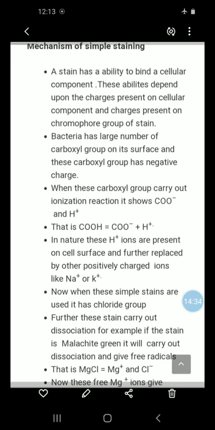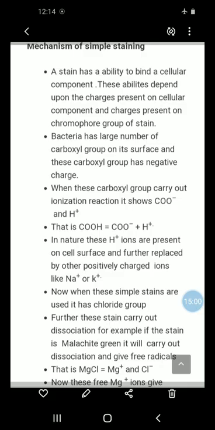When this carboxyl group carries out ionization, the reaction shows COO minus and H plus. That is carboxylic acid. What is the formula for that? COOH is equal to COO minus plus H plus. In nature, these H plus ions are present on the cell surface and are further replaced by other positively charged ions like Na plus or K plus, that is sodium or potassium.